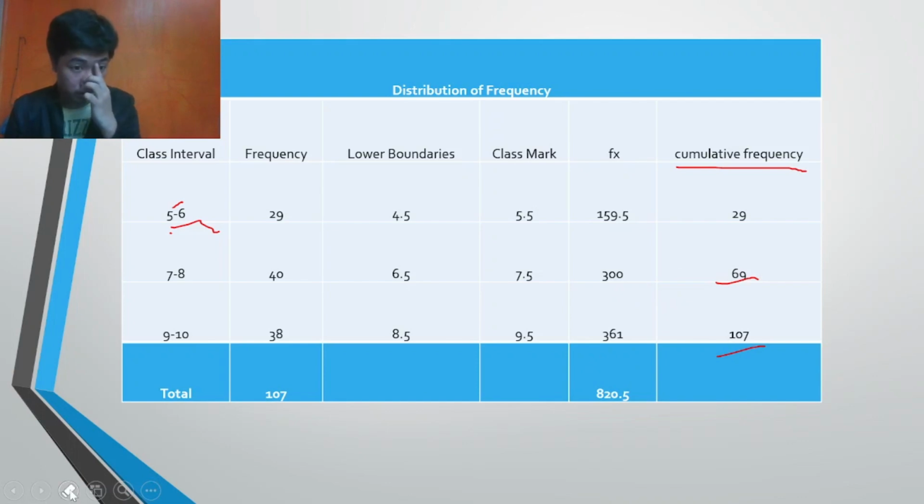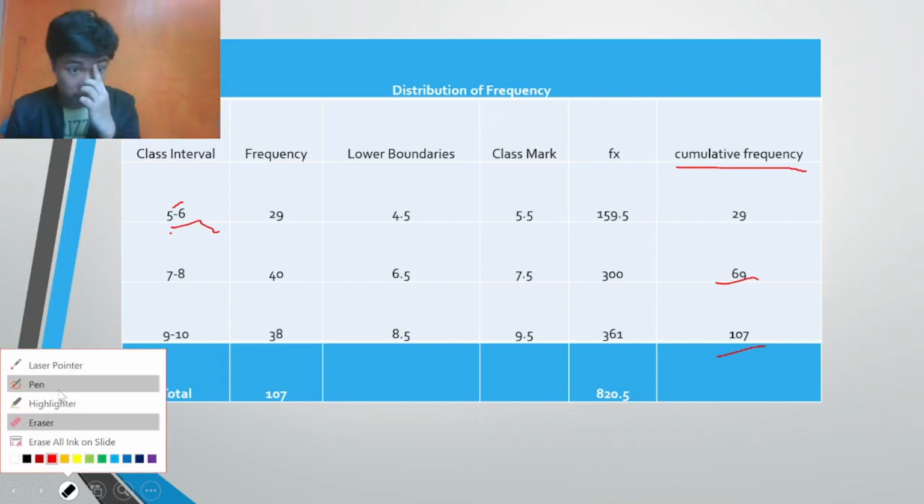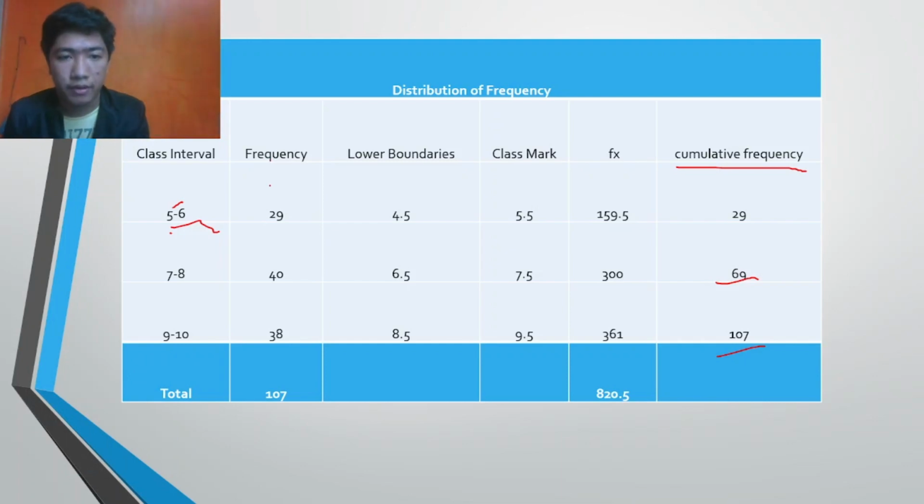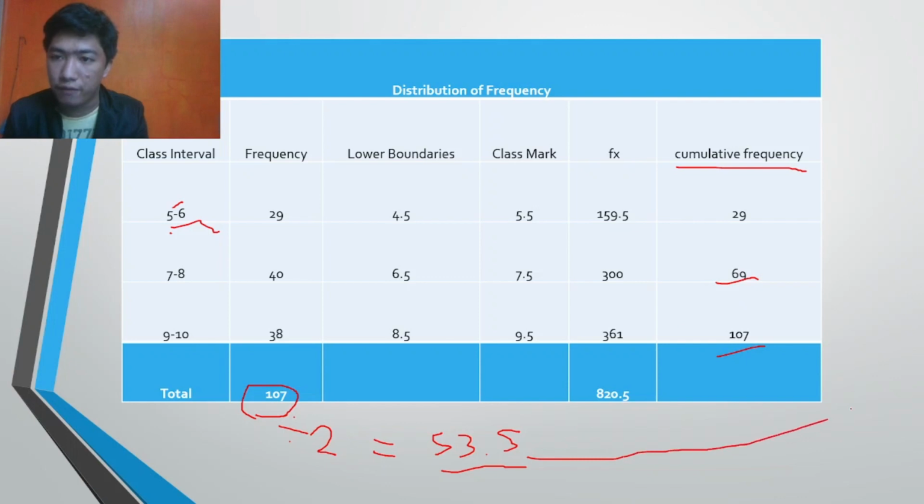First of all, the first thing you do is divide the sum of the frequency by 2. So you have to divide 107 by 2, and that equals 53.5.